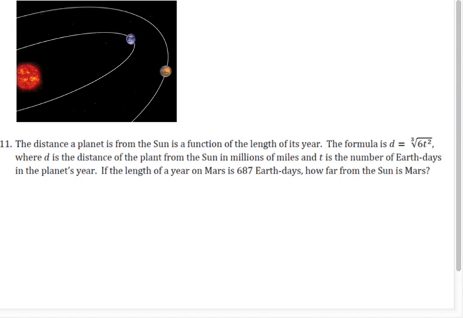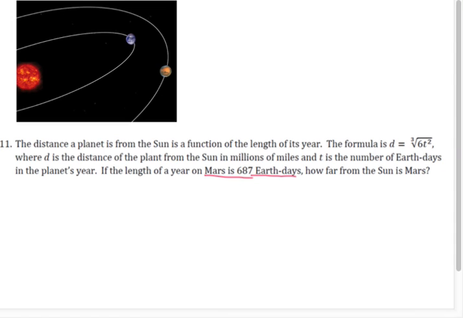Let's go ahead and look at number 11. The distance of a planet from the sun is a function of the length of its year. The formula is d equals the cubed root of 6t squared, where d is the distance of the planet from the sun in millions of miles, and t is the number of Earth days in the planet's year. If the length of a year on Mars is 687 Earth days, how far from the sun is Mars?